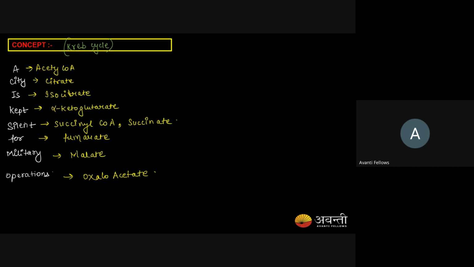A city is kept silent for military operation. A is acetyl CoA. Acetyl CoA will combine with oxaloacetate, because this is a cycle, and it will form citrate. Then citrate will get converted into isocitrate, which is an isomerization process. Isocitrate will get converted into alpha ketoglutarate, then succinyl CoA, then succinate, then fumarate, then malate. Malate will get converted into oxaloacetate. Is it simple?